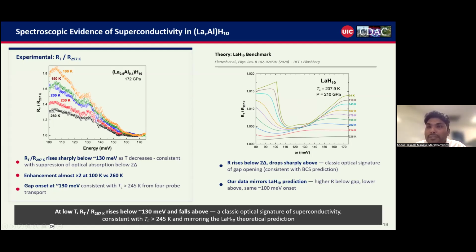The calculation shows the same characteristic shape, reflectance rising at low energy below 2 delta and falling above, with the onset near 100 meV. So our data mirrors this trend closely: the same onset energy, the same direction of spectral weight redistribution, and the same progressive evolution with decreasing temperature. Together, this constitutes strong spectroscopic evidence for superconductivity in the lanthanum aluminum H10 and the first synchrotron IR reflectivity measurement on a clathrate superhydride.